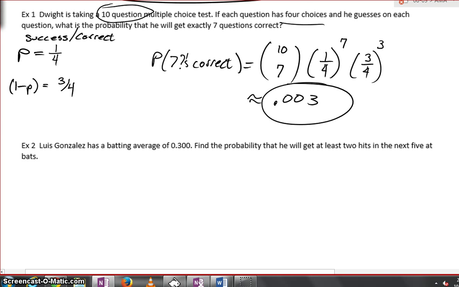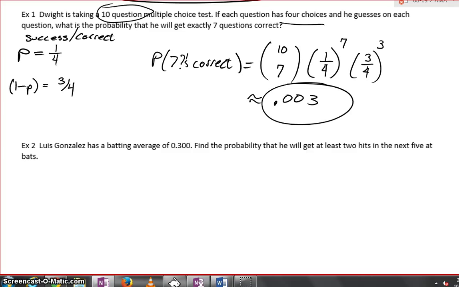Let's take a look at number 2. Number 2, hey, the World Series starts tonight. It's appropriate to have the baseball problem. Batting averages, right? Batting averages could be thought of as probabilities. What is the probability that this hitter is coming up and will get a hit?